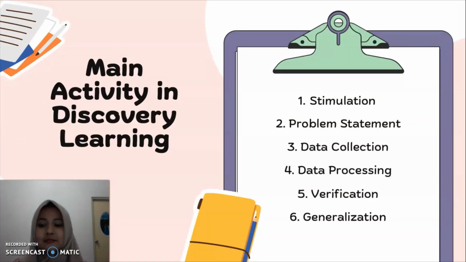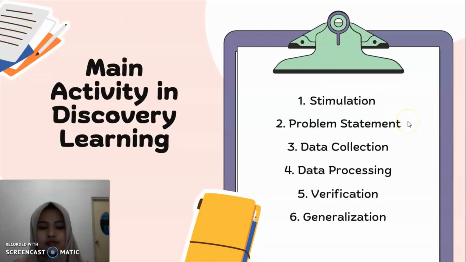So here is the main activity in the discovery learning model. As we know, there are 6 steps in discovery learning. The first one is stimulation, the second is problem statement, the third is data collection, the next is data processing, then verification, and the last one is generalization.